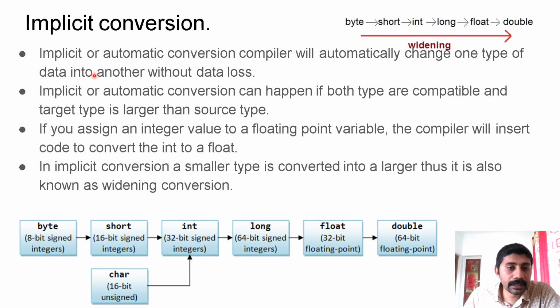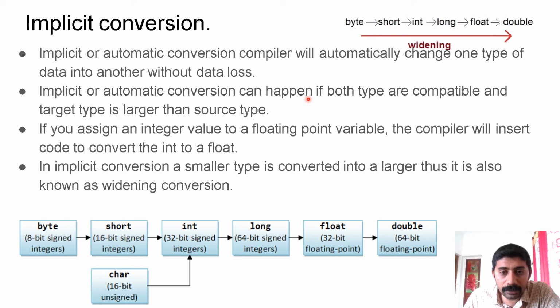First let us try to understand what is implicit conversion. Implicit or automatic conversion: the compiler will automatically change one type of data into another type without data loss. If there is a need, the compiler will automatically change a byte into short, or short into int, into long, which means it will do widening. It will convert a data type to its wider or larger version. This happens silently, which is why it is known as implicit.